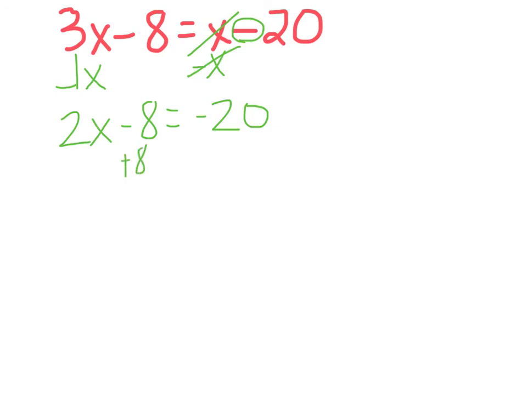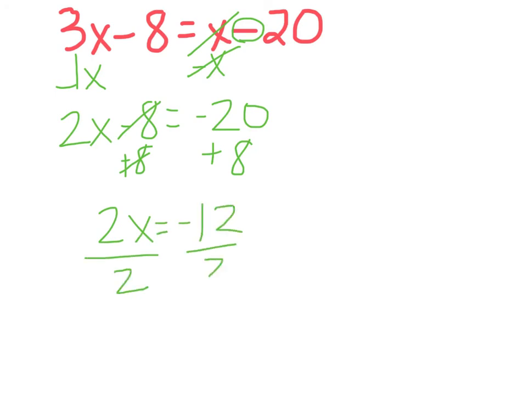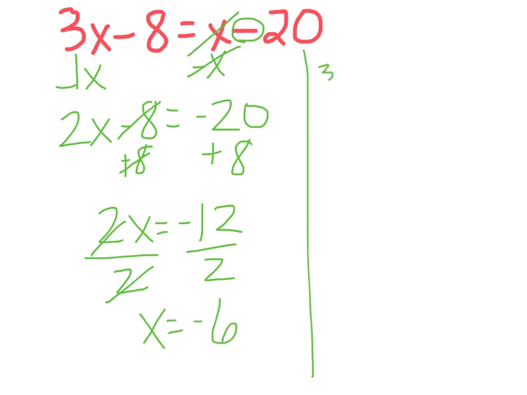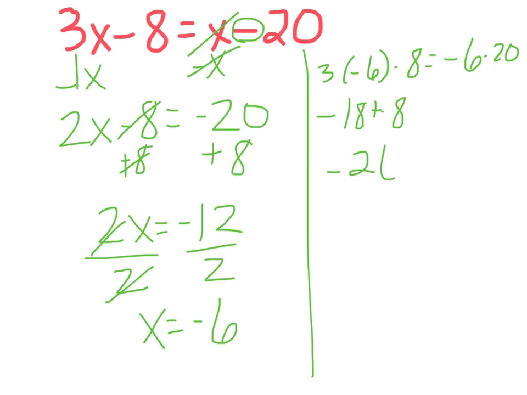And then I do plus 8. 2x equals negative 12. Divide by 2, divide by 2. X equals negative 6. And I'm going to check it. 3 times negative 6 minus 8 equals negative 6 minus 20. So I'm going to do negative 18 minus 8, negative 26. And over here I get negative 26. And they are equal.